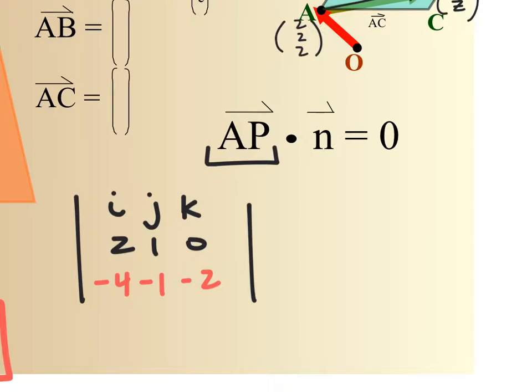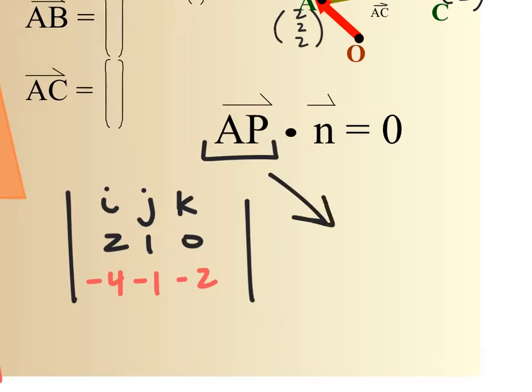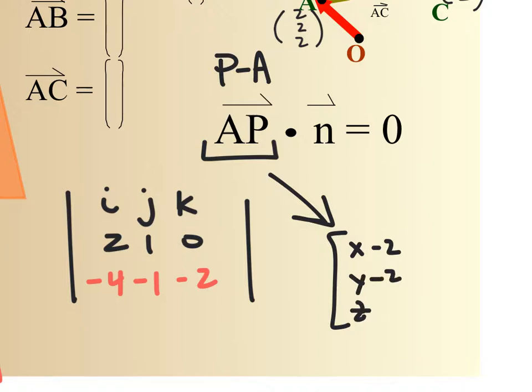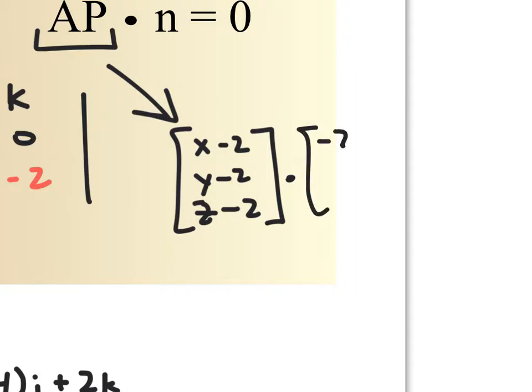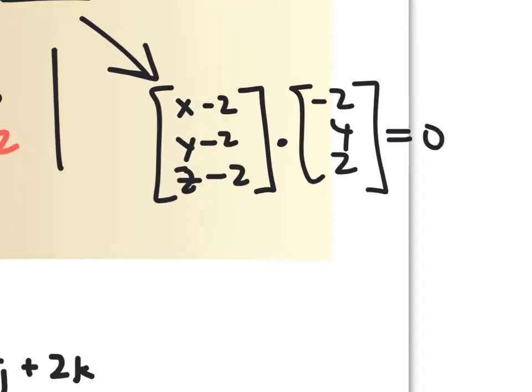Okay, so vector AP would be all the points of P minus all the points of A. Well, that'd be x minus 2, y minus 2, z minus 2. And we're going to do the dot product with our normal vector. Our normal vector was negative 2, 4, 2. Now what we know about that is we want it to be equal to 0 because vector AP and our normal vector are perpendicular.